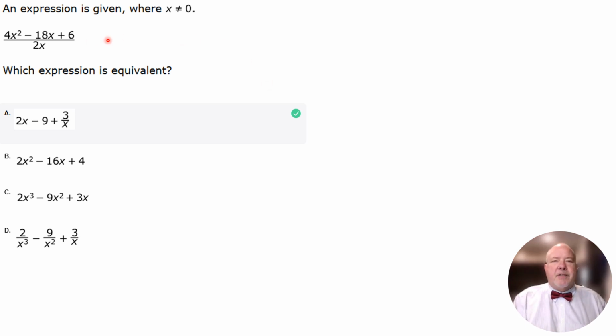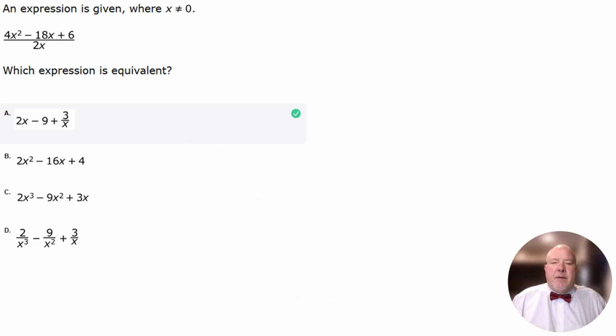We're given an expression here, and they're asking us to find an equivalent expression. So basically, they're asking us to simplify this expression. And I'm just going to point out it says where x is not equal to 0. That's because if x was 0, the denominator would be 0, and that would be undefined. So that's why they added that in there.